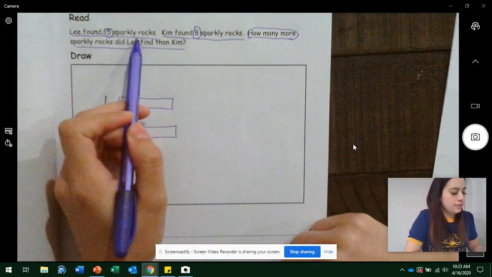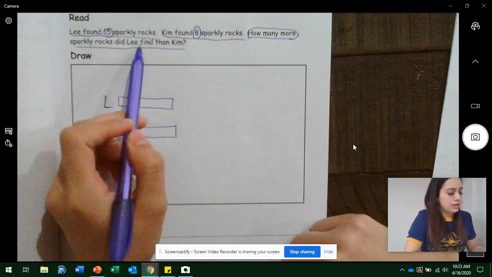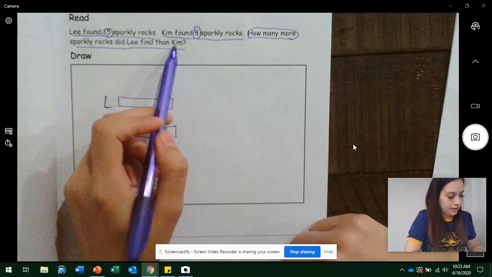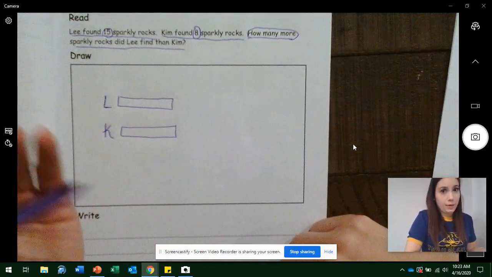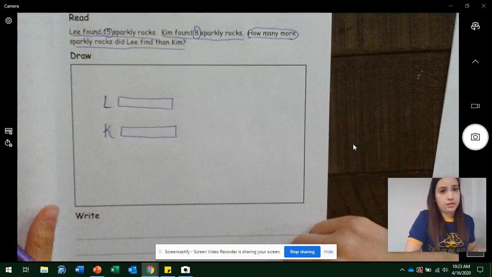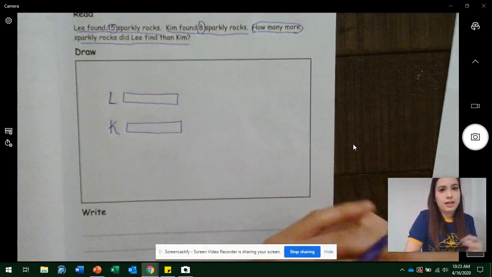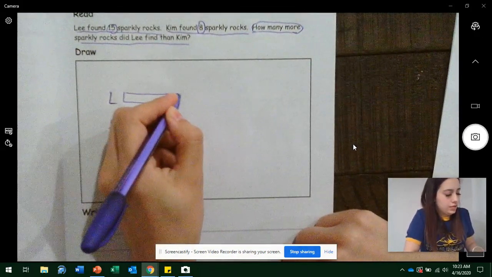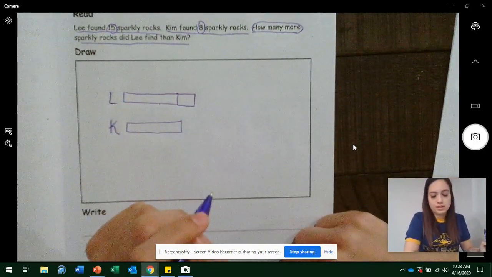It says Lee found 15 and Kim found 8. How many more did Lee find than Kim? Remember, we have to ask ourselves, who has more? Whoever has more gets the extra tape. So who has more, boys and girls? Lee or Kim? Get ready. Lee. So Lee is going to get the extra tape. That means she has her two parts.